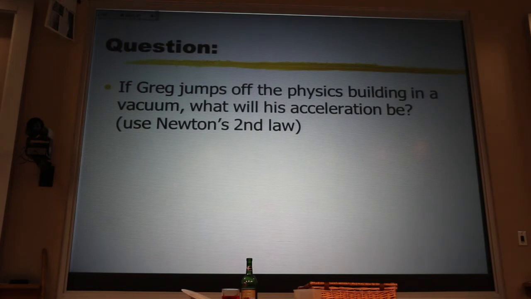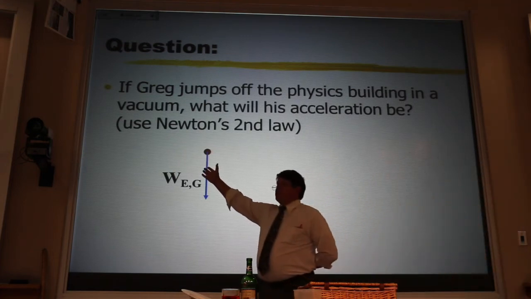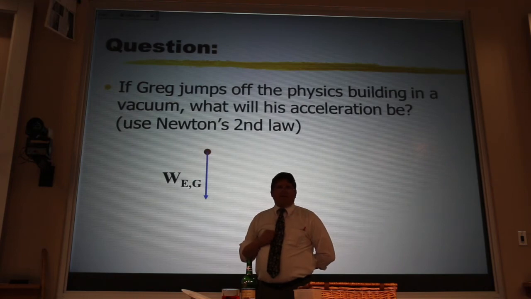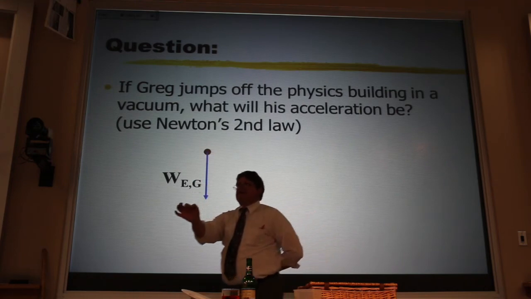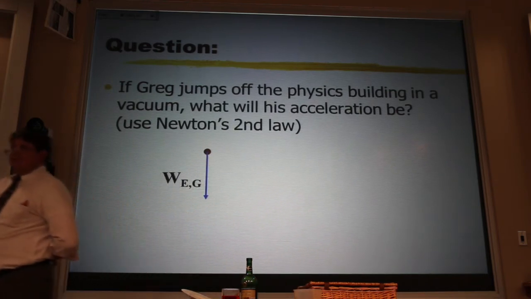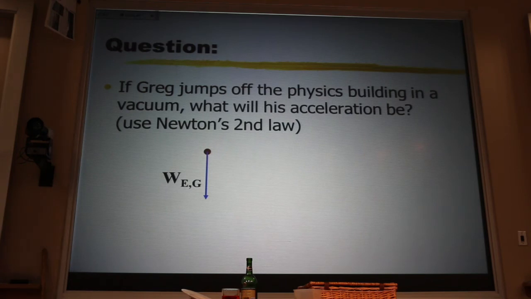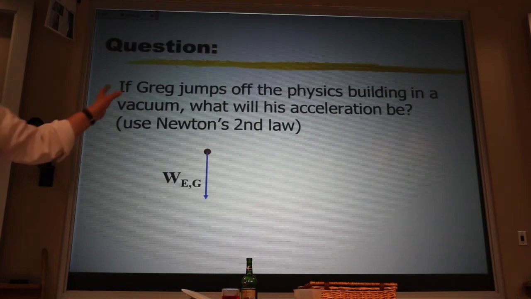But let's solve this problem a different way. Let's use Newton's second law. Now the first step in any dynamics problem is to draw a free body diagram. Once Greg leaves the edge of the building in a vacuum, the Earth is pulling down on him with that gravitational force. There's no magnets around. Well, in this building there would be. Anyway, assume there aren't. Then there's nothing touching me. So that's my free body diagram.